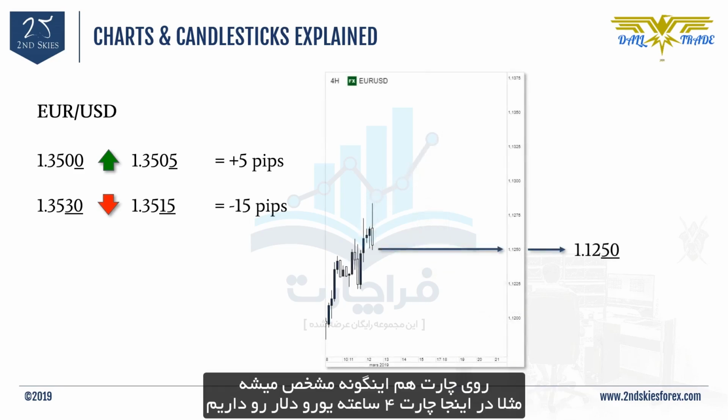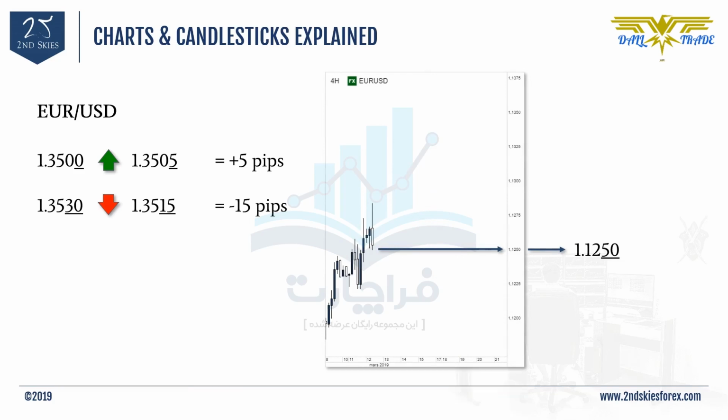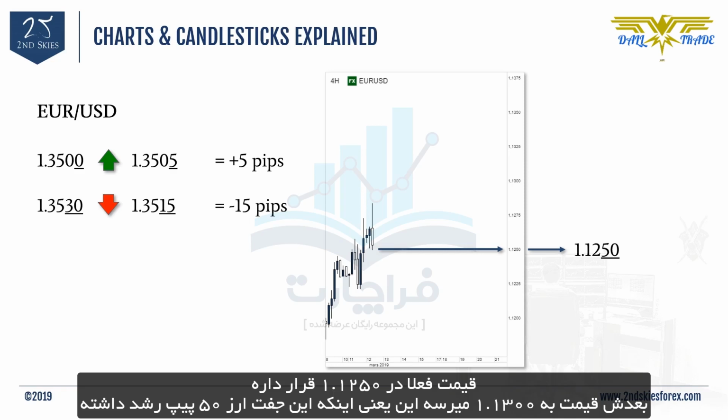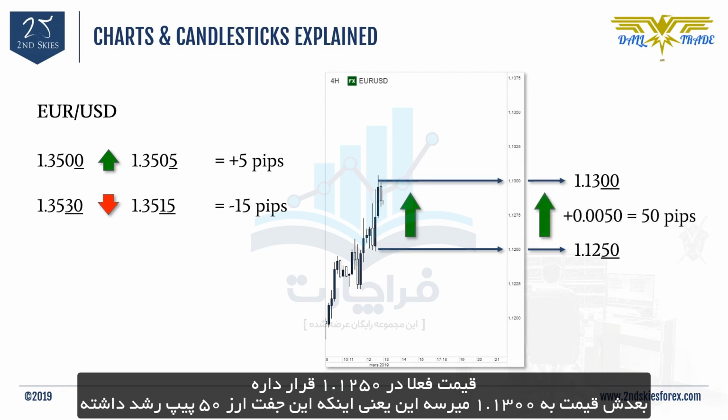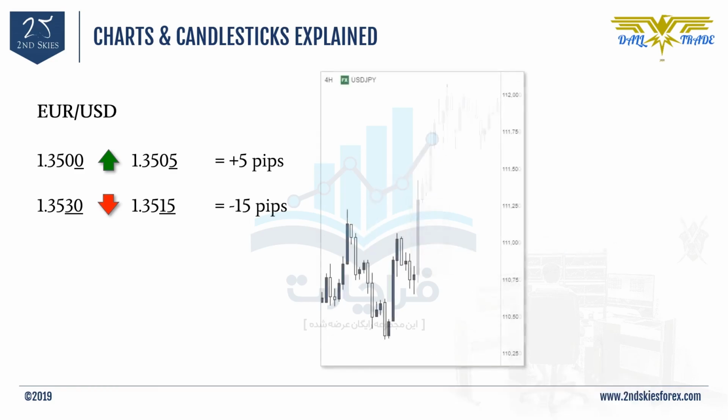In a chart, this would look like this. So here you have a chart of a 4-hour euro-US dollar. Price is currently at 1.1250. It moves up to 1.1300. That's an increase of plus 50 pips, so plus 0.005.